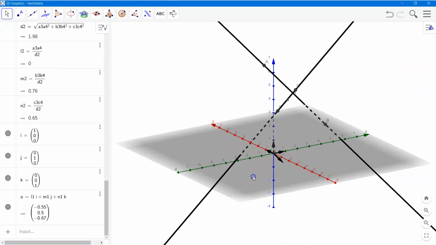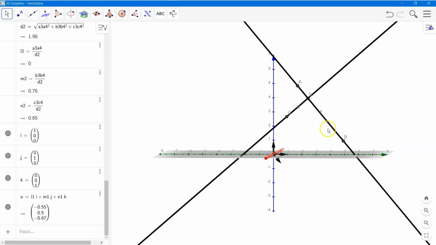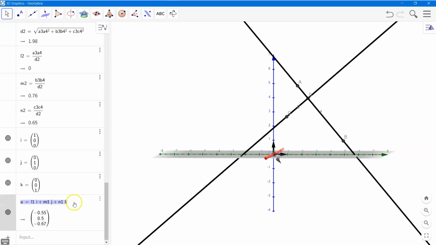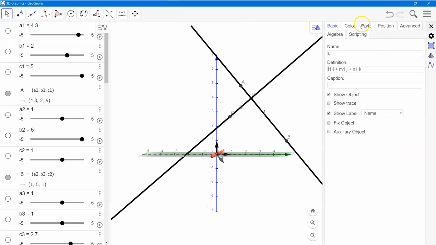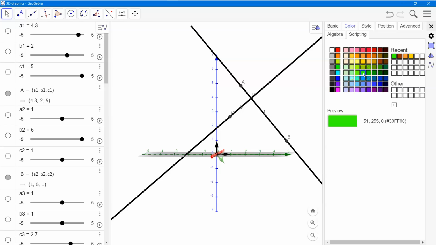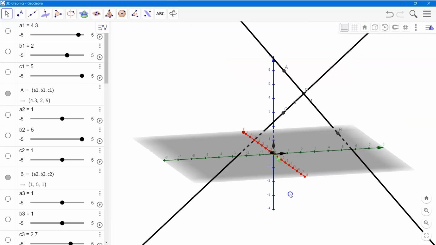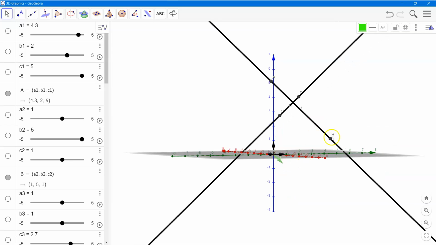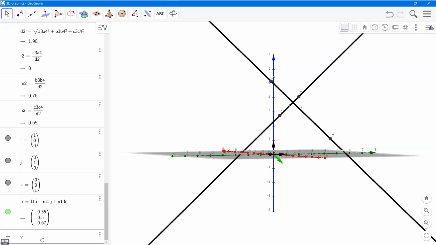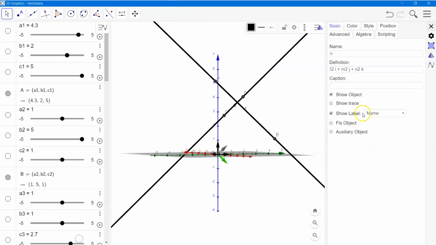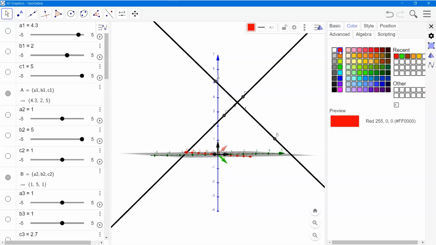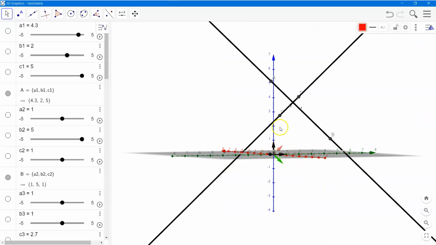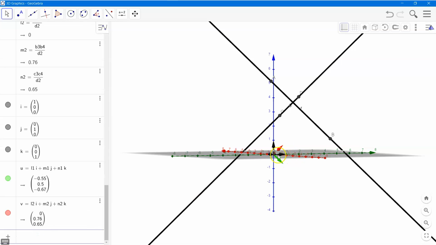Right? So let's rotate this. You see this? This is parallel to this line. Okay, to see it much more clearly, we can go to settings, color, and change it to, let's say, green. Right, it's very clearly visible now. And this is parallel to this. Okay, now let's look at the unit vector parallel to the other line. So L2 times I plus M2 times J plus N2 times K. Again, let's change the color of this to, let's say, red. Right? So this vector is parallel to this. And these are basically unit vectors.